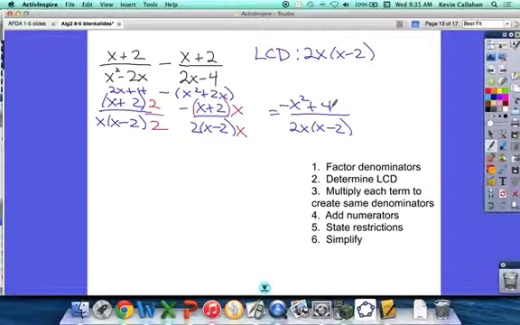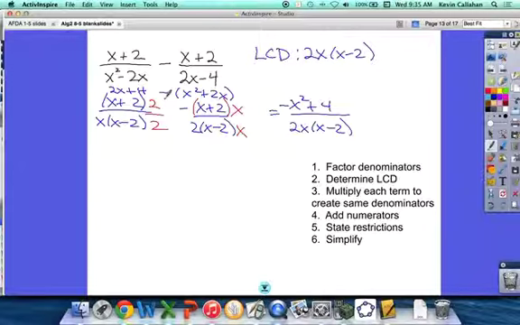The mistake we usually make is that we just write x squared plus 2x, and we end up adding 2x to 2x, not taking into account that the minus changes the sign of that. Other than that, there's no difference between adding and subtracting rational expressions.